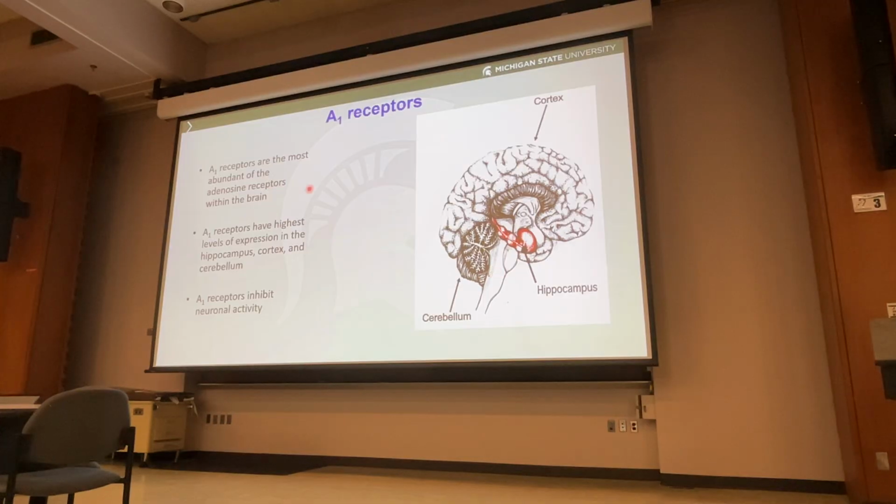So going into the specific receptors themselves, A1 is the most abundantly expressed adenosine receptor within the brain, with the highest levels of expression in the hippocampus, cortex, and cerebellum. A1 receptors will inhibit neuronal activity.